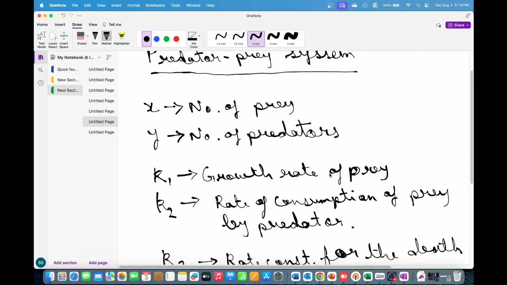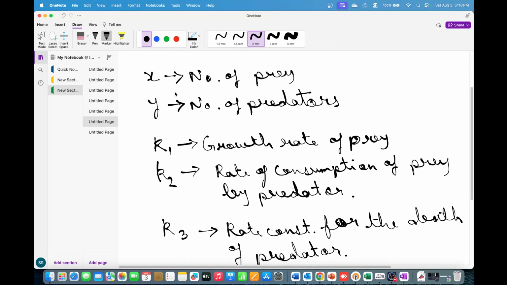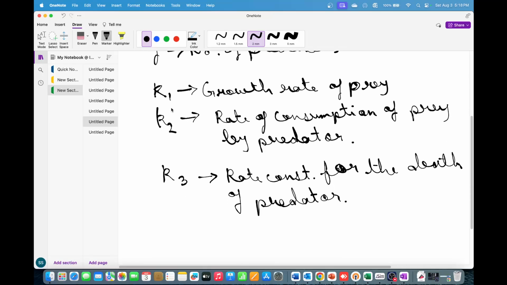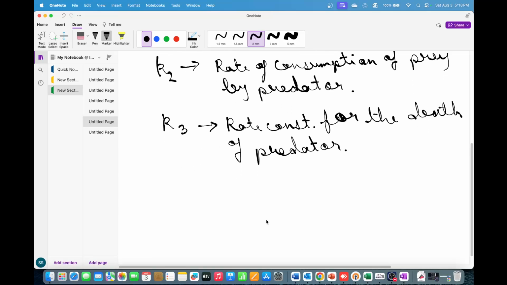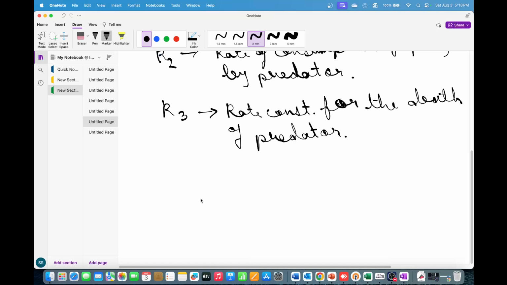So what are the things that you are looking at? You want to model this with the help of the number of prey and the number of predators. You have also kept three different rates: one is the growth of the prey, one is the rate of consumption of the prey by the predator, and also the rate of the death of the predator. We are not considering that the prey is dying for causes other than being eaten by the predator. We are assuming that it is only dying at the hands of the predator here, but there is a rate constant associated with the death of the predator as well. So on one side we are taking care of that.